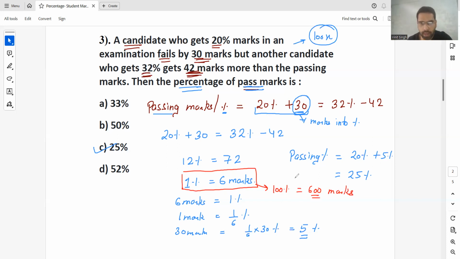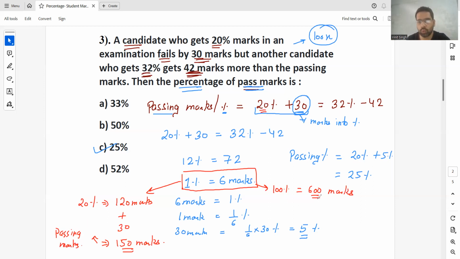In case of passing marks, now 1% is equal to 6 marks. Then 20% is equal to 120 marks plus 30. So the passing marks is equal to 150 marks. Total marks 600 and passing marks 150. So by applying this method, you can directly find out passing marks, total marks, and passing percentage.